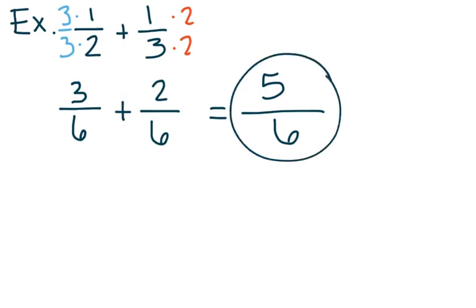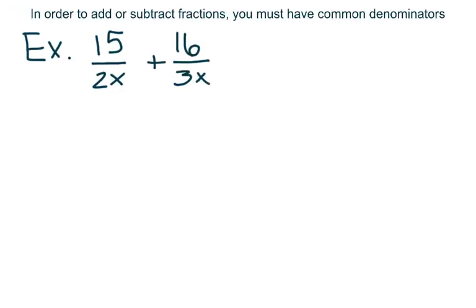So we are using that same reasoning when we do this next problem, just with some linear monomial expressions. Same thing. I put it in words: in order to add or subtract fractions, you must have common denominators. This is exactly the same as the one we just did. If you'll notice, that first denominator has a 2 and an x. It does not have a 3 like the second denominator.